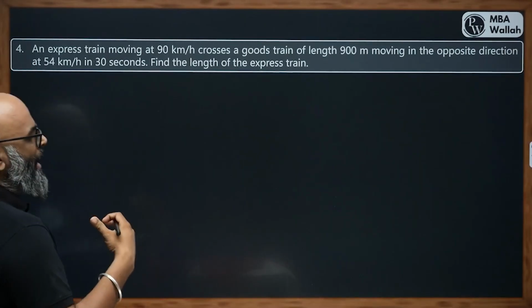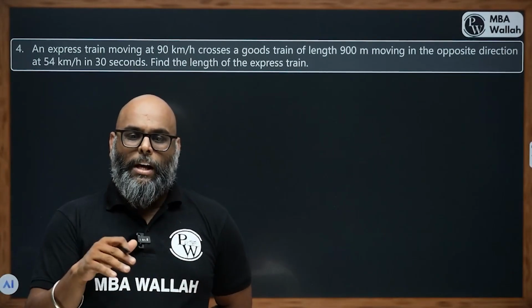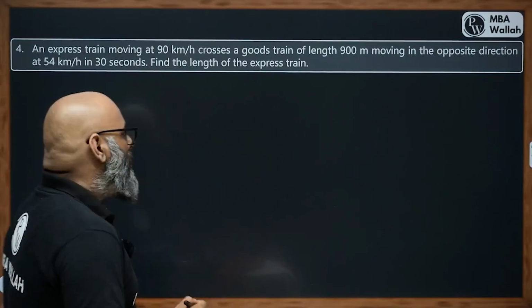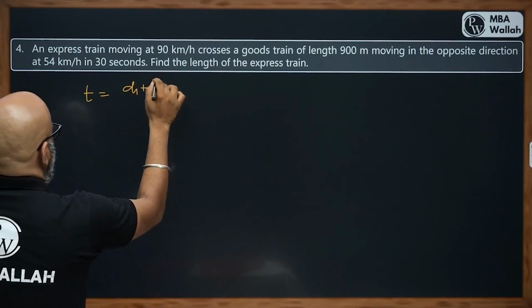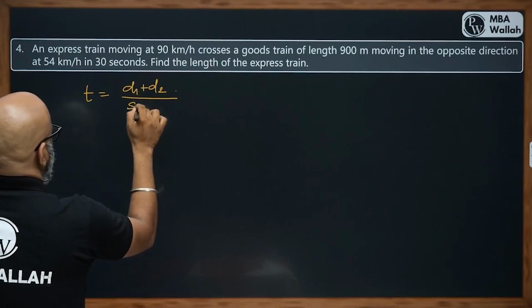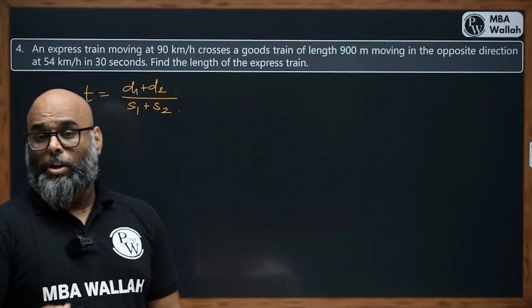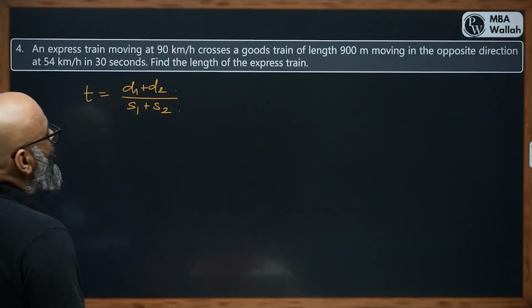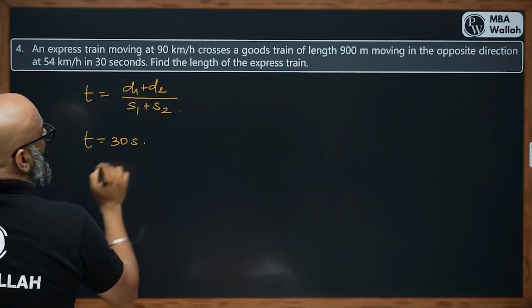So automatically I read the condition that says there are two trains traveling in the opposite direction with some distance and some speed. My mind should automatically say T is equal to (D1 plus D2) divided by (S1 plus S2). Why S1 plus S2? Opposite direction. That's important. So the time given here is 30 seconds.